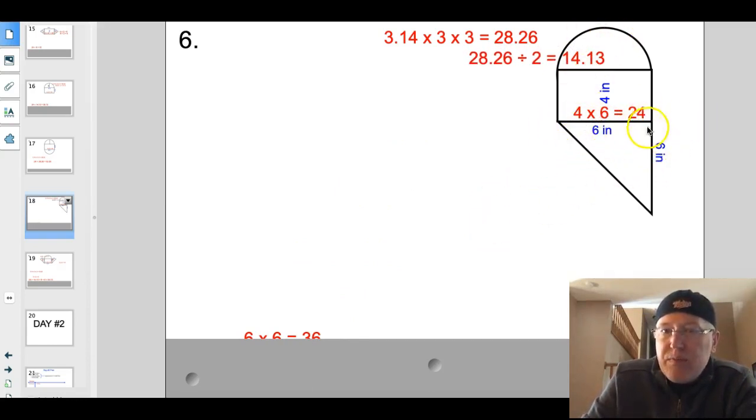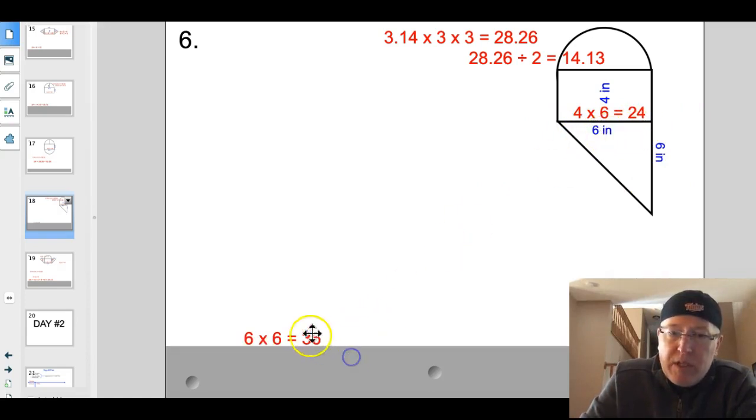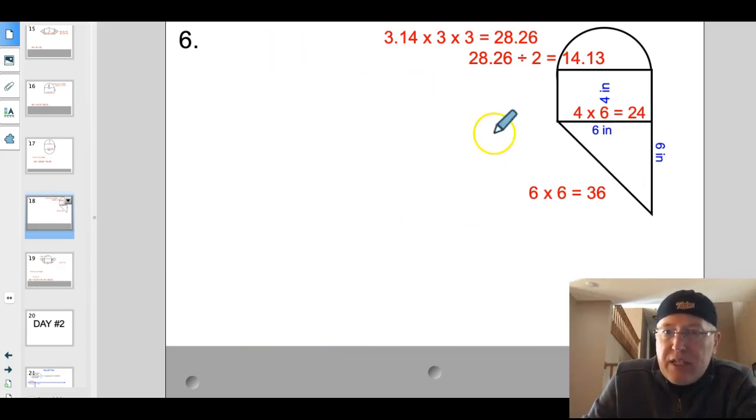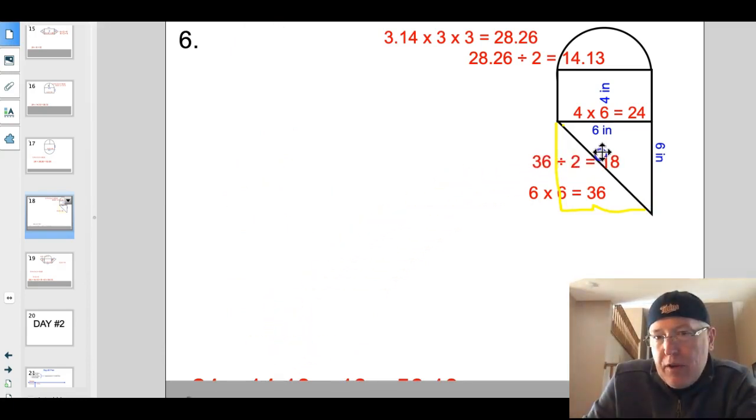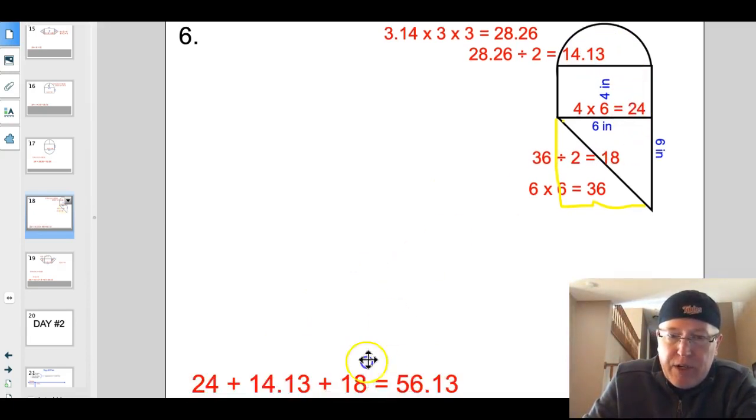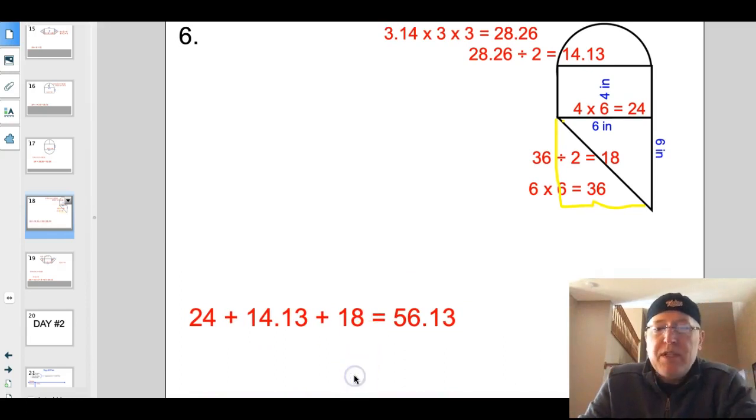Now you've got this triangle down here. Well, 6 times 6 is 36. That's going to give me the area of the entire square, though, and we don't want the entire square. We want half of that. So when you divide that by 2, we should have 18. So 18 would be the area of that triangle. We'll add up 14.13, 24, and 18. I think I already did that for you down here. There we go. 56.13, and that would be inches squared. What do you think? It's not that tough, is it?